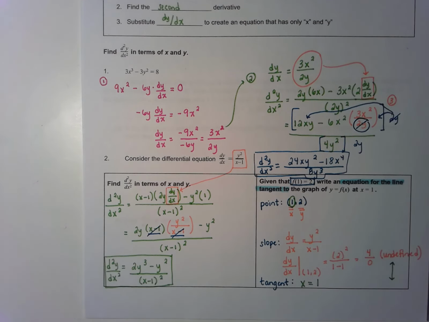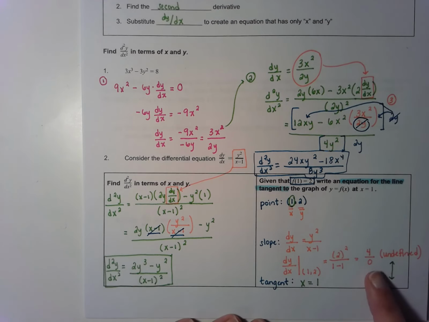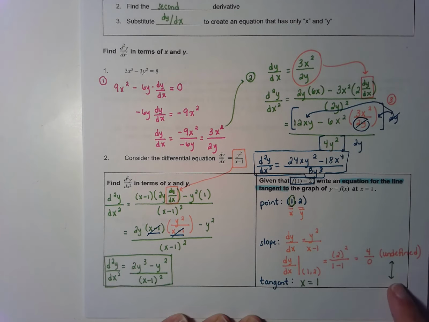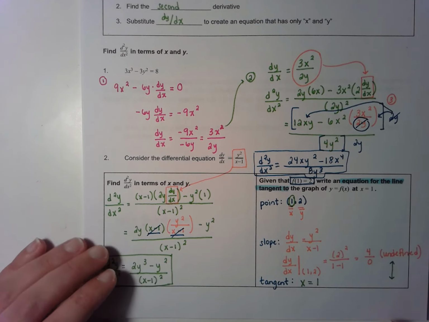So there are a couple things I want to make sure you guys really pull out of this problem. The first thing is that the setup is the same as it always has been, point, slope, tangent line. The second thing is that we use the derivative to find the slope. And the third thing is that when you have an undefined slope, it must be a vertical line, which means the equation is going to be x equals. If it was a horizontal line, it would be y equals.